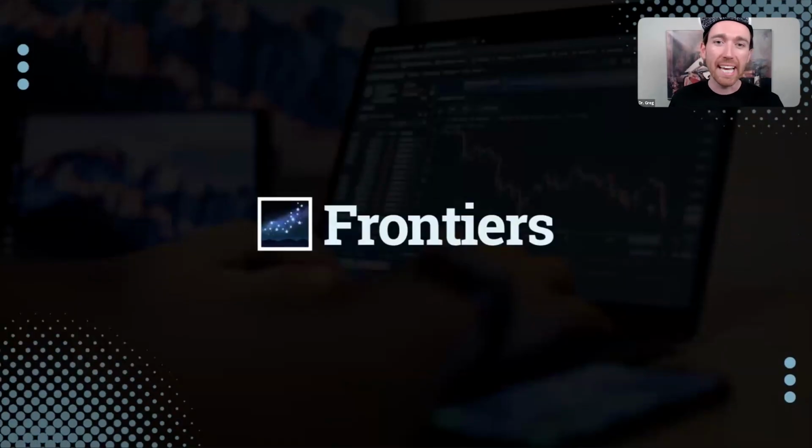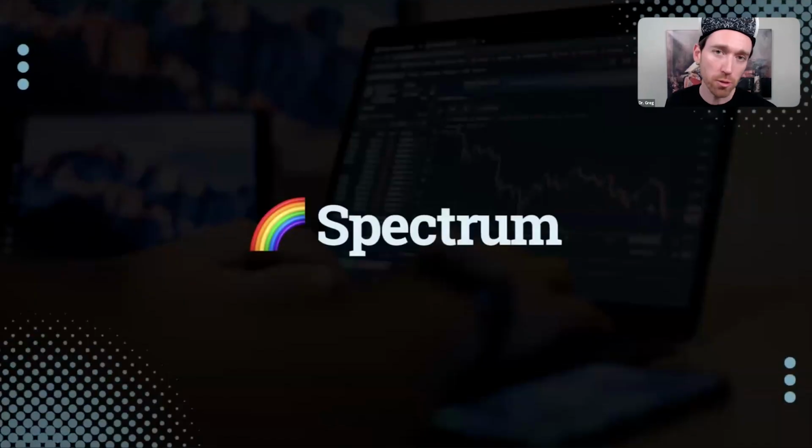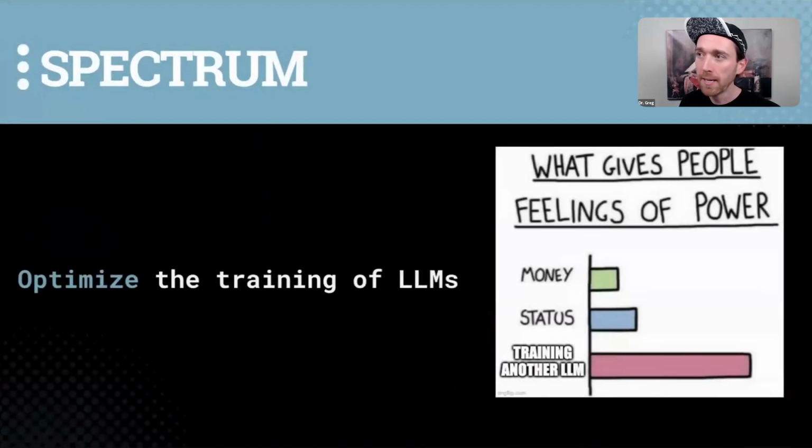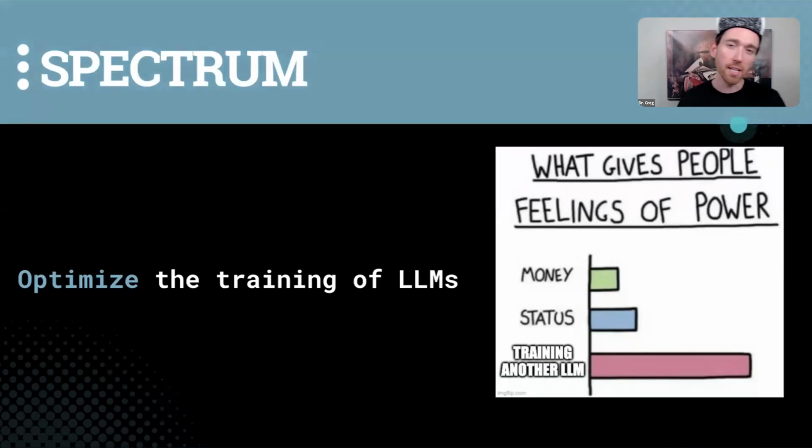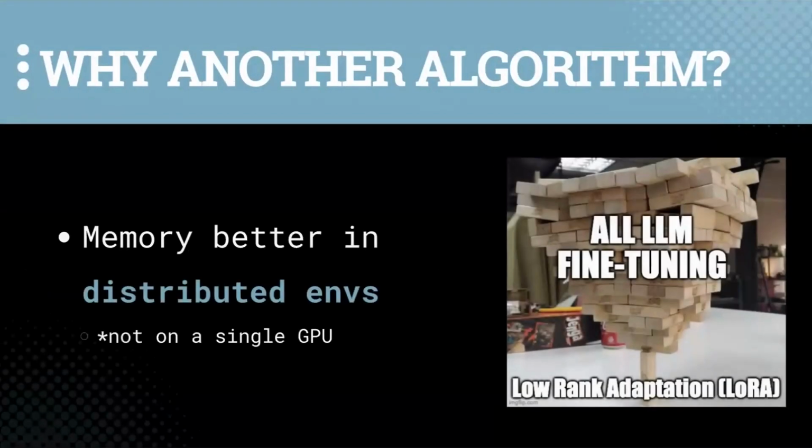As we get into the frontier space, we can understand everything from first principles now. We talked earlier about Spectrum. Spectrum is the fine-tuning solution from Arcee. Spectrum is basically trying to optimize not just the fine-tuning, but actually the training of LLMs, because this is an emerging space where people are interested in training not just on single GPUs, but across many GPUs.